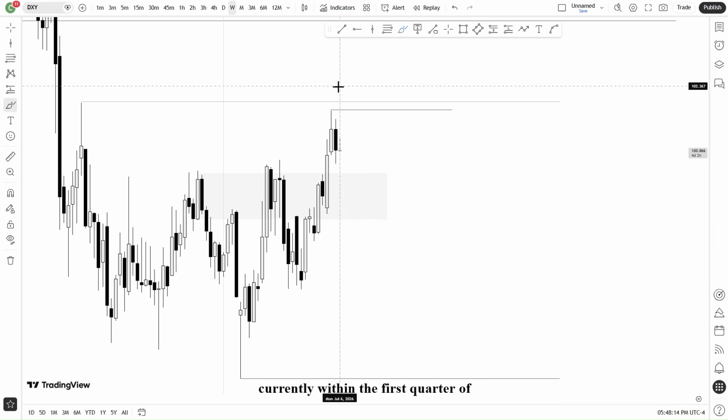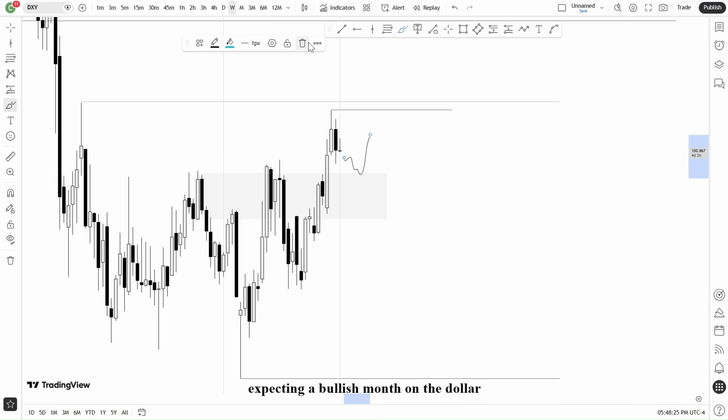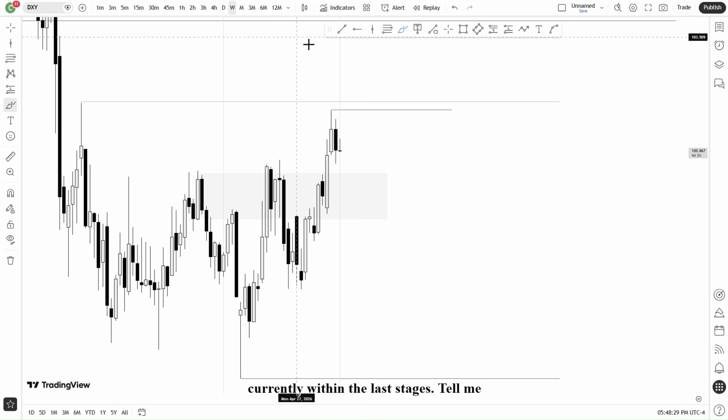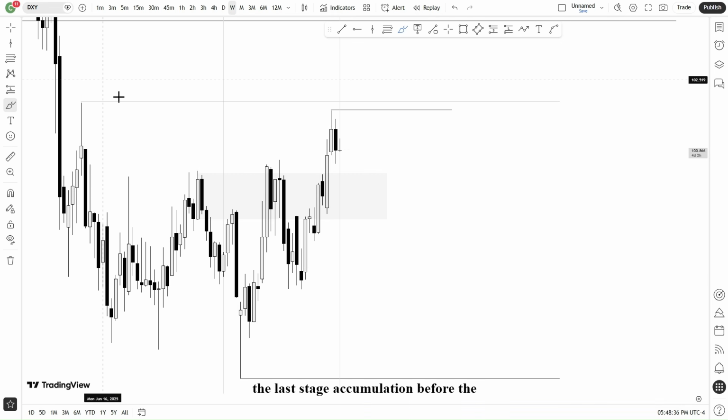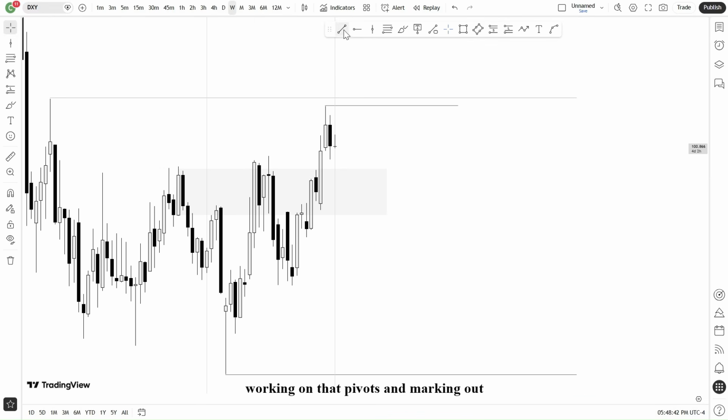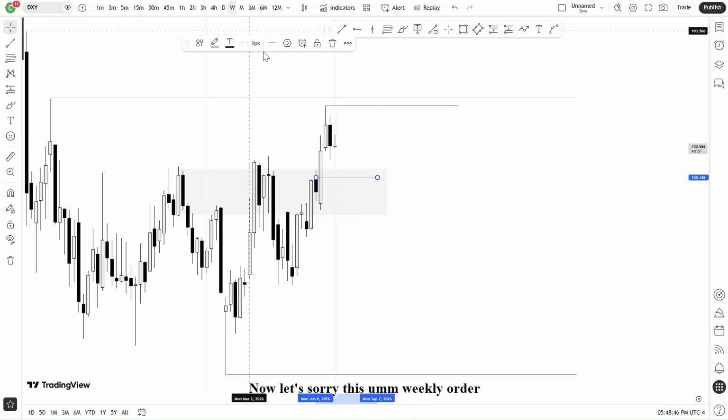So currently within the first quarter of the quarterly range, which is this particular month, I have to be bullish within this month. So we are expecting a bullish month on the dollar at least to fulfill these orders. So I'm currently within the last stages at the reaccumulation stage of price. This is the last stage of accumulation before the monthly FEG event. So we are marking out that pivot, plus this weekly order block.